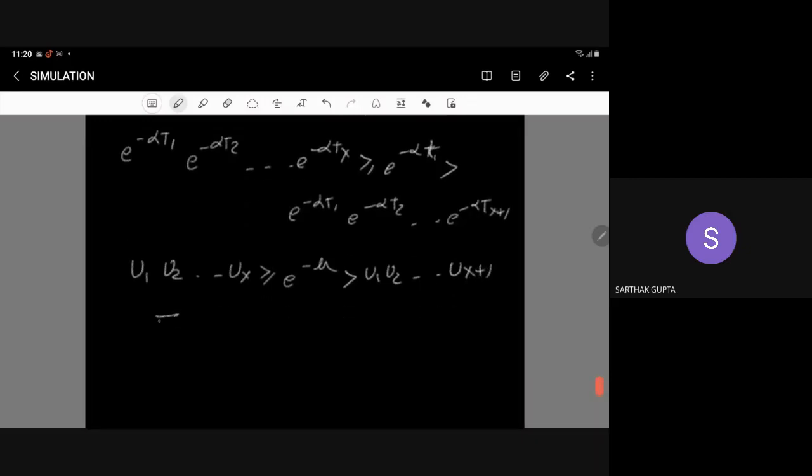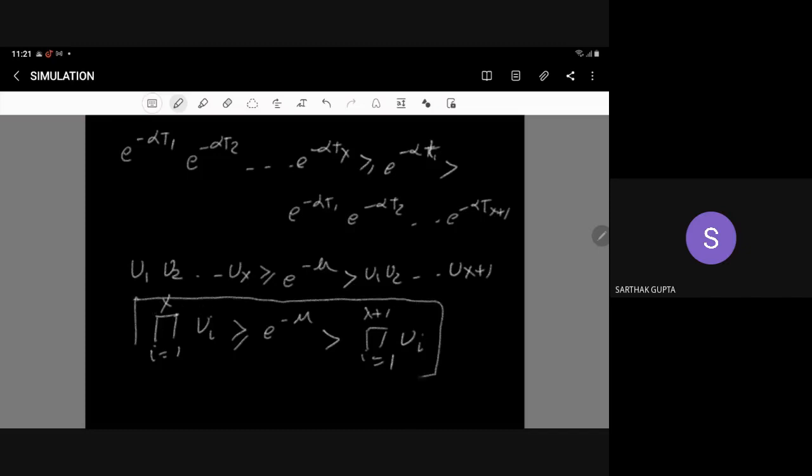That is, the product of ui from 1 to x is greater than e to power minus mu, which is greater than the product from 1 to x plus 1 of ui. So this is the scheme with which you can generate the exponential variate.